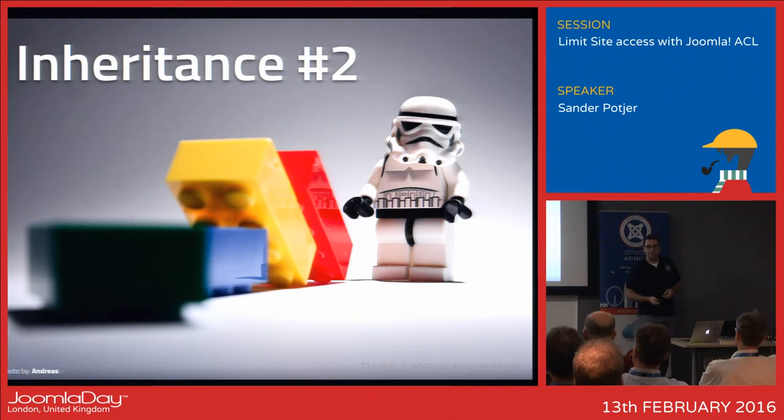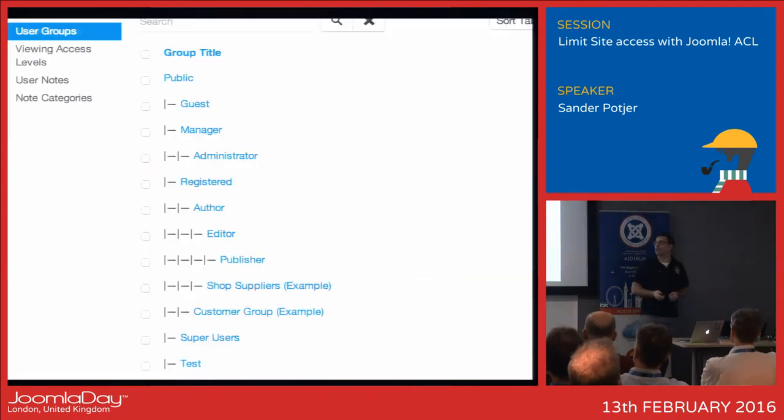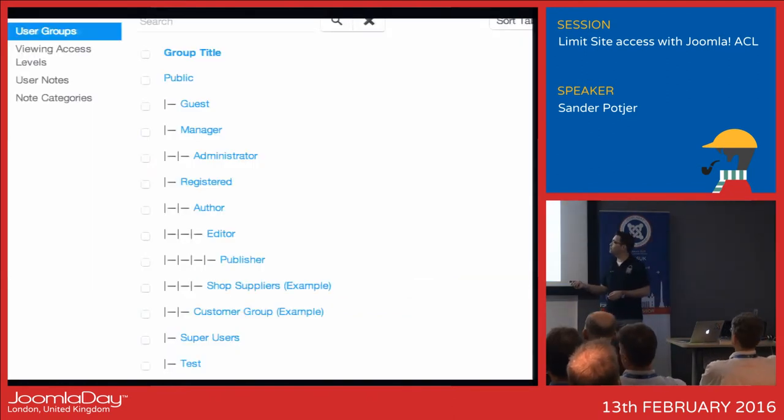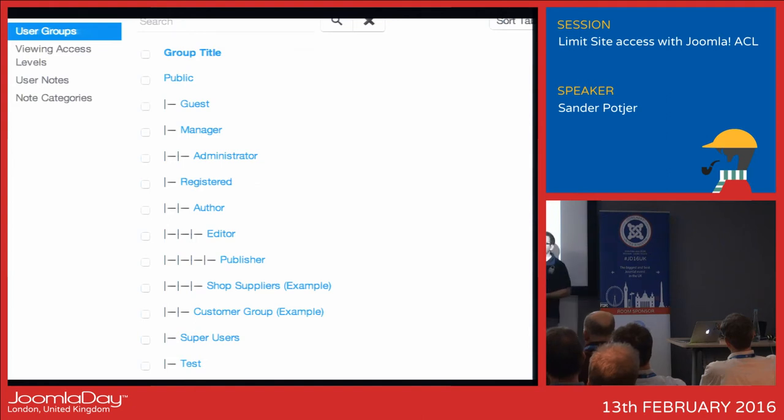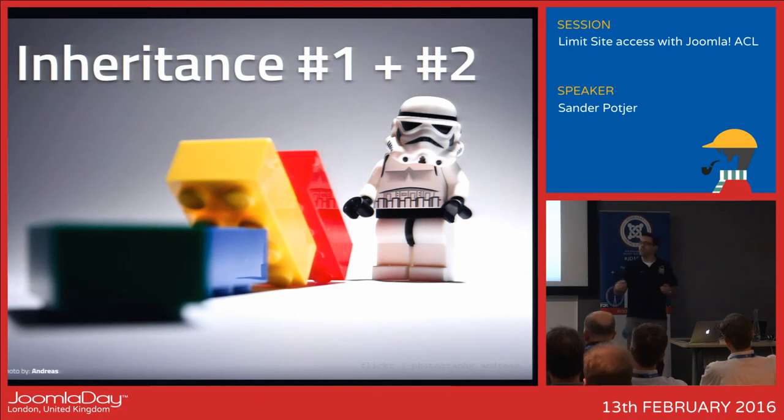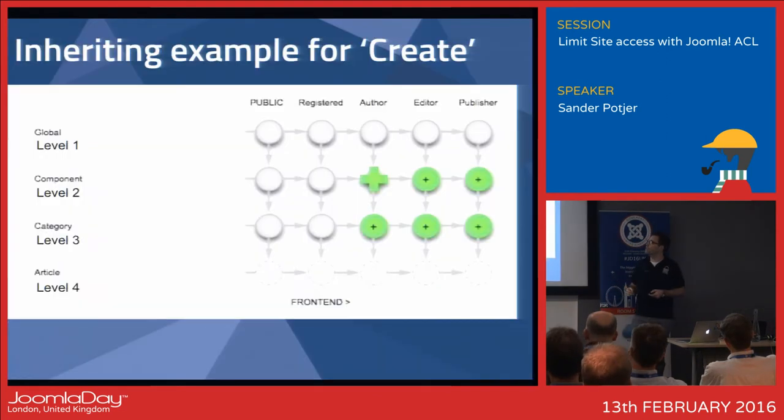To make it even more interesting, we have another inheritance way, because of the Joomla user groups. When you set permissions for a manager group, the administrator group will inherit the permissions set for the manager. Same for the author. When you set permissions for the author group, the editor and publisher groups will inherit that setting. So that means that when you combine those inheritances, the permissions can come from two sides.